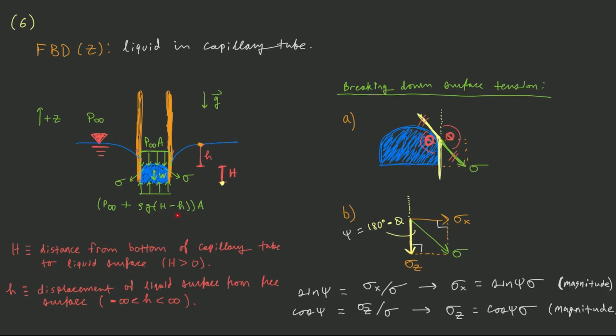You might be wondering how we're getting this big H minus little h. Remember in this case that h, little h, can be between negative infinity to infinity. It can be positive or negative. In the case where the liquid falls below the ambient free surface, little h is negative. So what we really want is the distance from this free ambient surface down to the bottom of this capillary tube. To get that distance, we want capital H, big H, minus little h, because little h is negative. So minus a negative is a positive. So big H minus little h gives us the distance from the free ambient surface to the bottom of the capillary tube. So that's how we get that difference there.